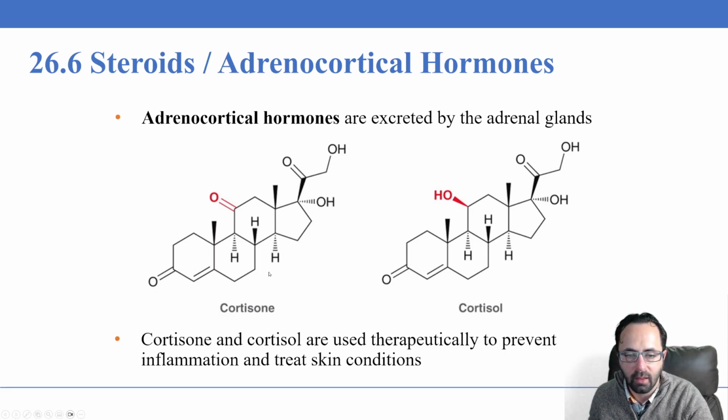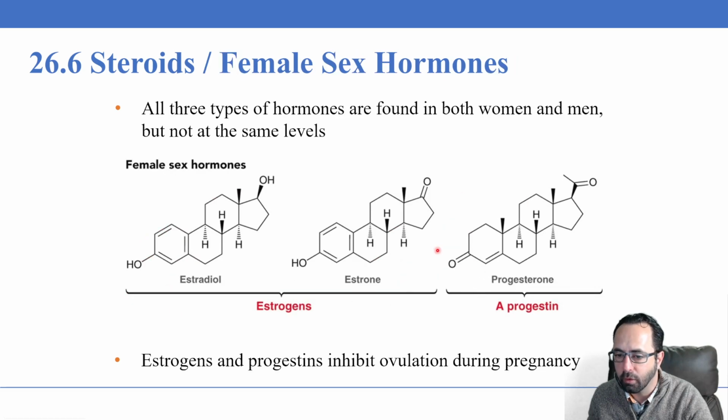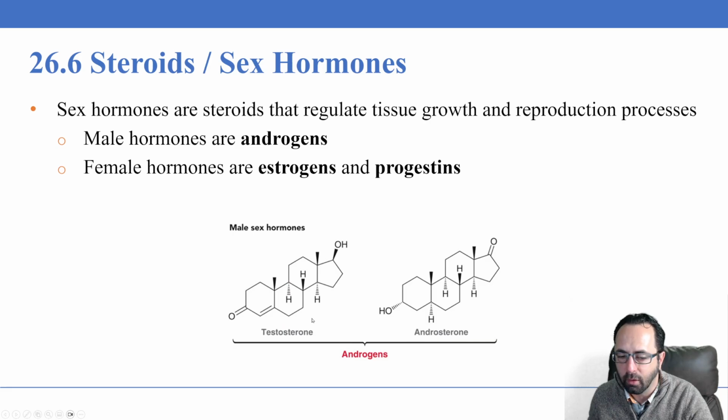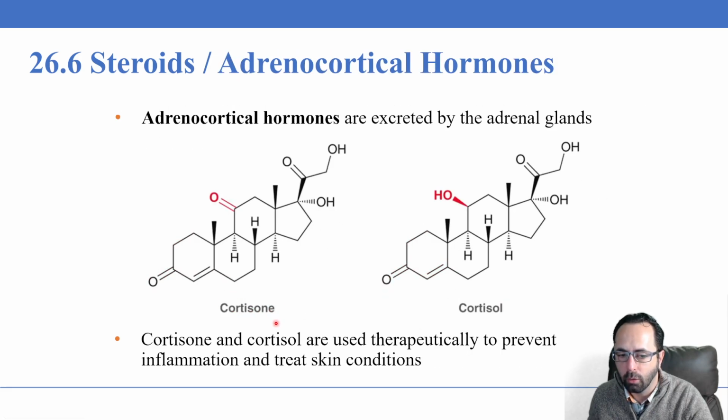Again, you can see the A, B, C, D ring system on each of these. They share this group on the D ring, a carbonyl group and a hydroxyl group on the same carbon. They also share this region here on the A ring, which is similar to, as we saw, progesterone, and also similar to testosterone. The big difference between cortisone and cortisol is the ketone group here versus the alcohol group here on the C ring.